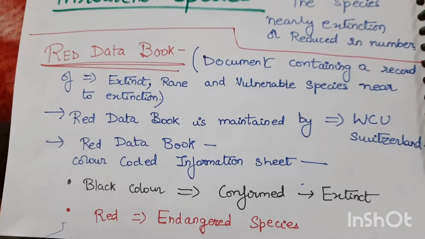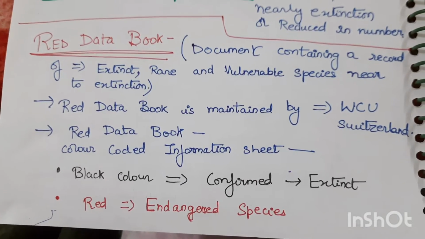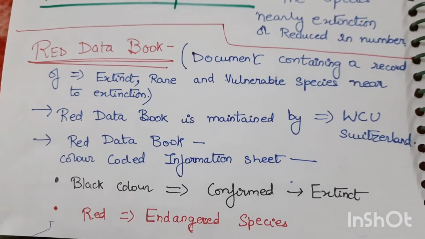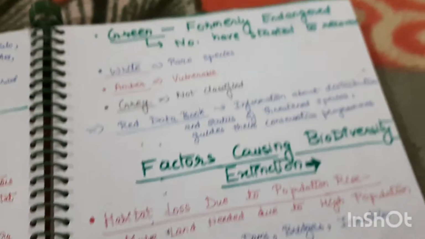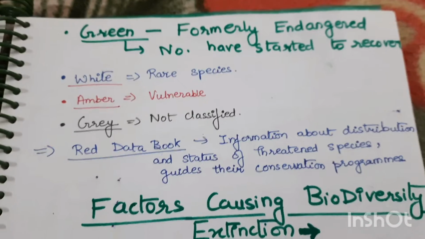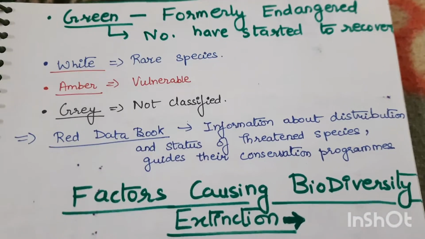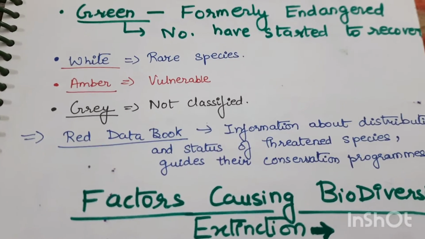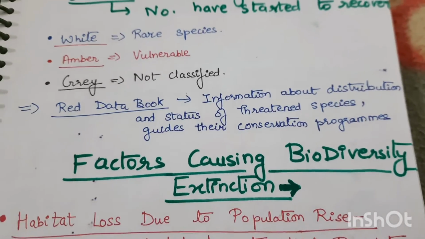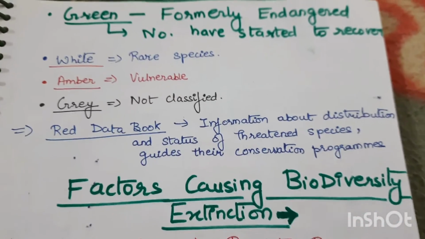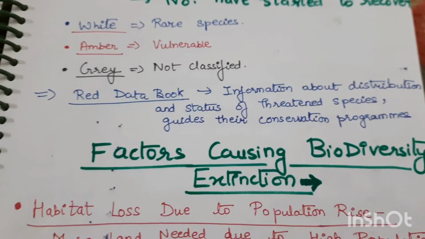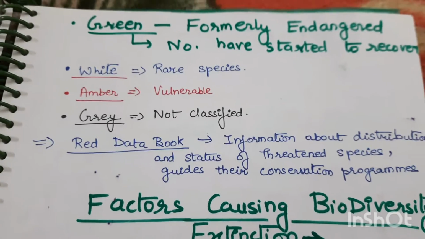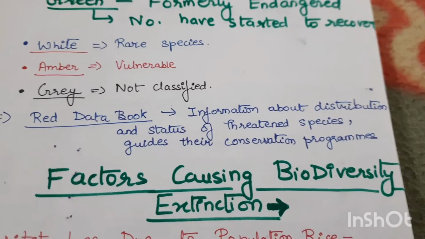The Red Data Book has a color-coded information sheet. Black color is confirmed extinct. Red color is endangered species. Next is green color, that is formerly endangered and numbers have started to recover. White is rare species. Amber is vulnerable species. Gray is not classified. So these are the color-coded information sheets. Now what does the Red Data Book consist of? It consists of information about the distribution and status of threatened species, and guides their conservation program. So this is all about the Red Data Book.